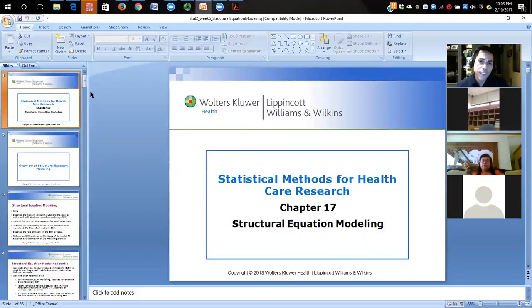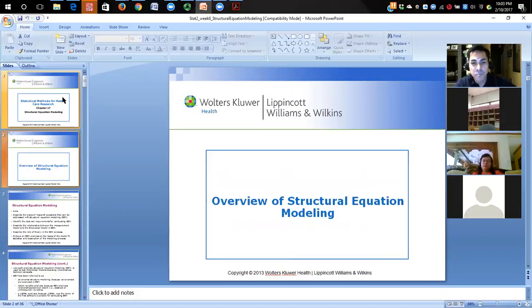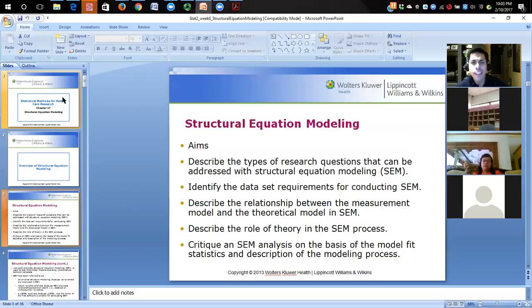So this can be traced back way back when I was still a PhD student. So this is what you call a lifetime commitment to expand the science in your field of interest. All right, so let's talk about structural equation modeling. Here's the overview. Structural equation modeling describes the types of research question that can be addressed.